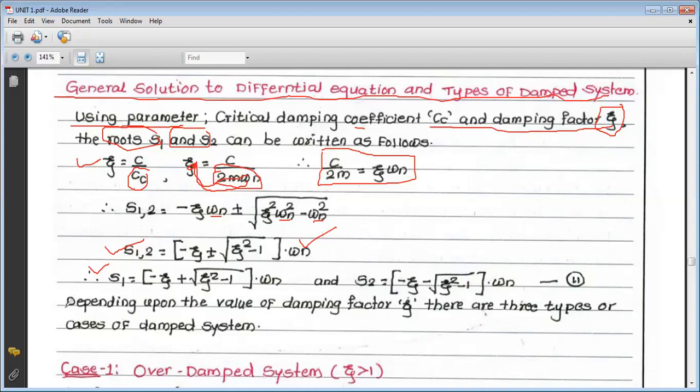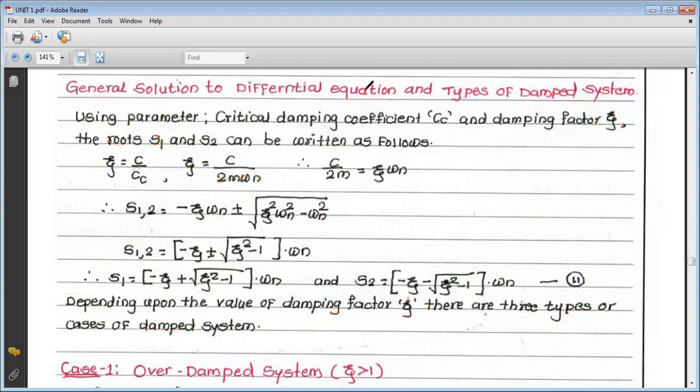Now depending upon the value of zeta, the damping factor, there are three types or three cases of damped system. Zeta is nothing but C upon Cc. So depending upon the value of C upon Cc, or zeta, we have three types of cases of damped system.